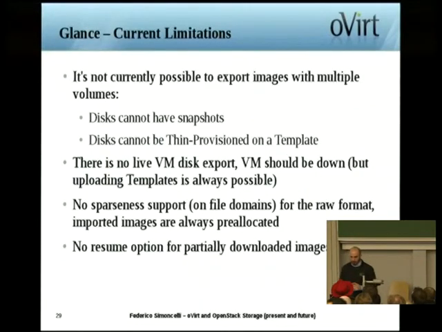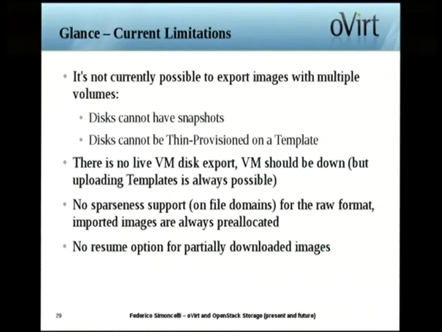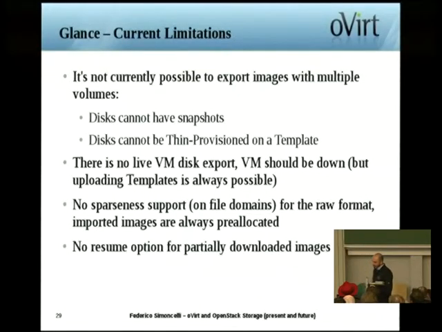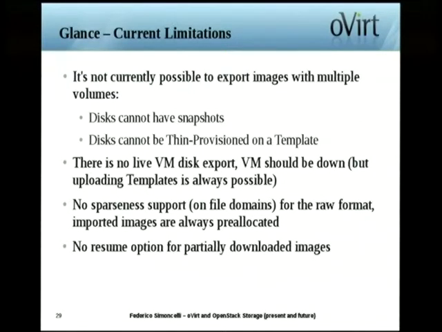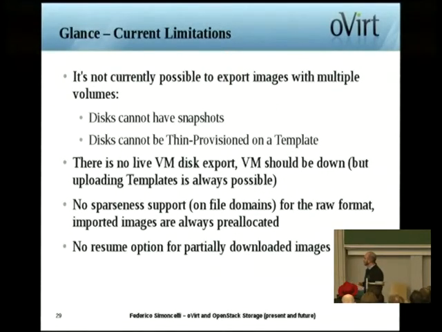In all these mechanisms, we have a few limitations. We are at the moment limited to not being able to export images with multiple volumes. And this means that we cannot export disks that have snapshots or that are based or thin provisioned on a template. This is because we want to export one image that is fully contained while we are using external snapshots for volumes, right? And so it means that if we want to export these images, we would have to collapse them. But I have one slide about that later.